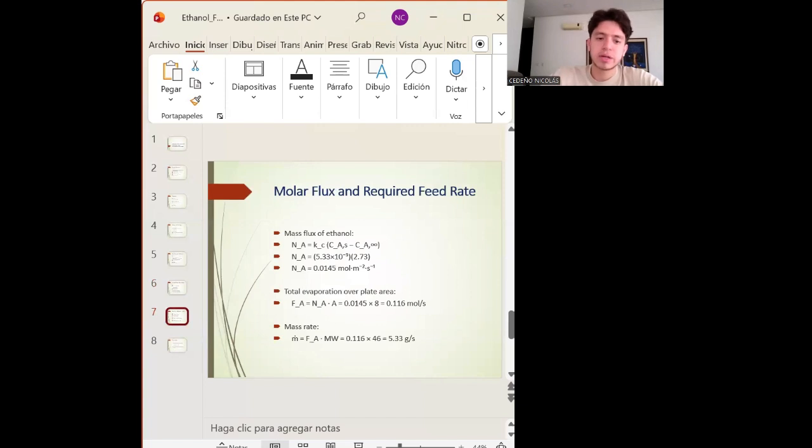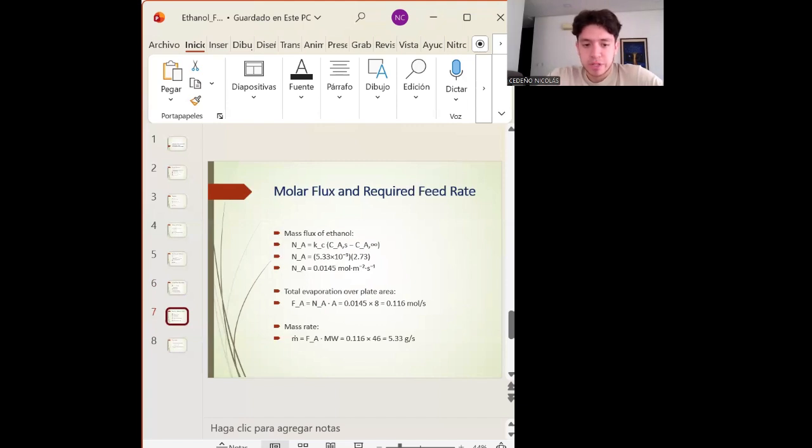So now we calculate the flux of ethanol vapor. Since the air has no ethanol initially, we just multiply the mass transfer coefficient Kc by the concentration of ethanol. We end up with a flux which is about 0.0145 moles per square meter per second.